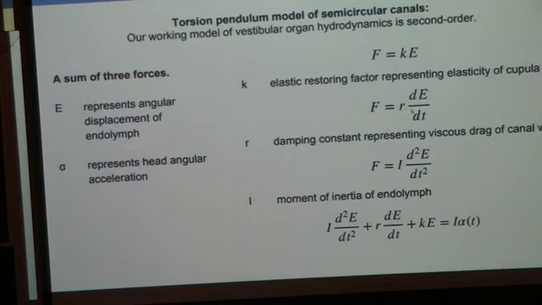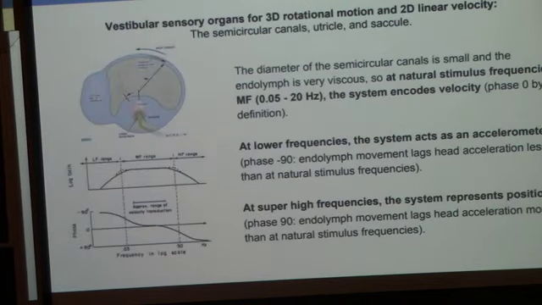And then the third thing that we're looking at here is the moment of inertia of the endolymph. Earlier we were looking at the mass of the eye, but over here we're looking at the moment of inertia. So really it's just the same model. Earlier we were looking at eye movement; over here we're looking at endolymph displacement. The meaning behind the parameters is changing, but the parameters themselves are pretty much the same.